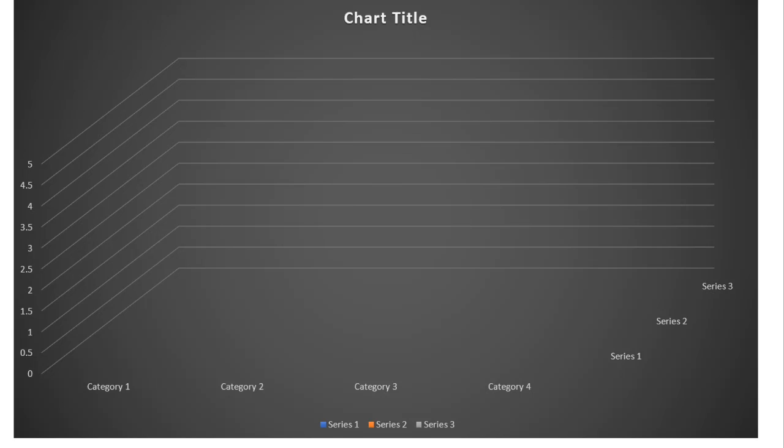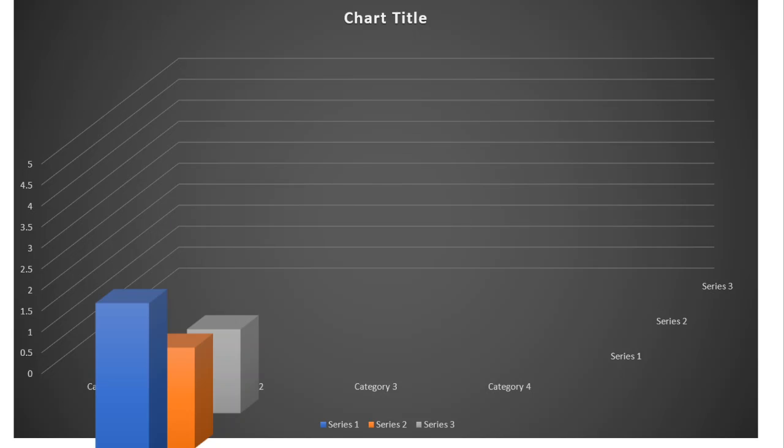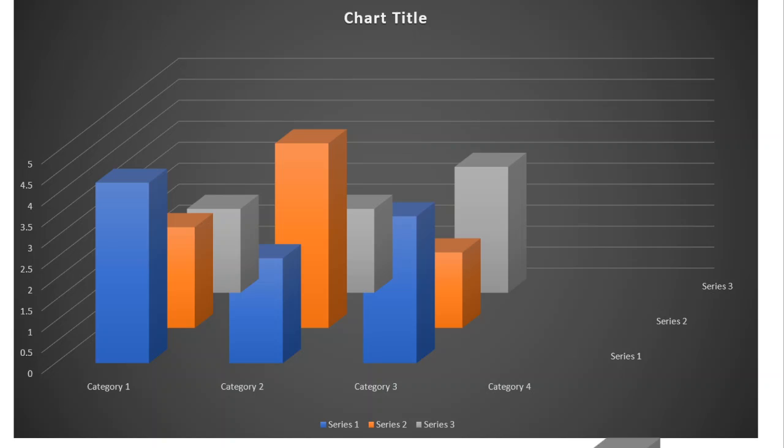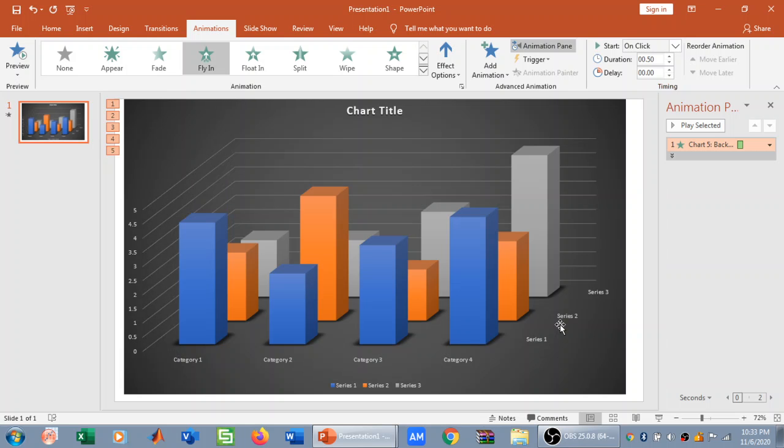You can have a look. The layout of the chart has appeared. We have the category 1, category 2, category 3 and finally the category 4.